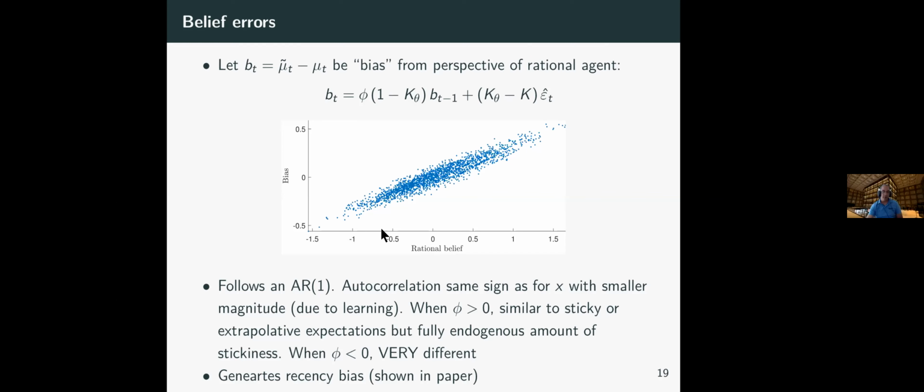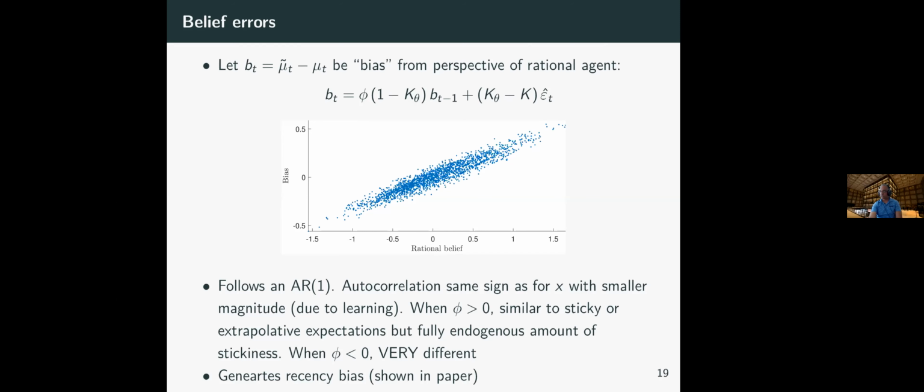Okay, and I show in the paper, not here, that this generates recency bias in the sense that, in this AR1 setting, I can rewrite beliefs as a linear filter of all past observations and solve what are those linear filtering coefficients relative to the rational coefficients, and you're going to see an exaggeration. You're going to see recency bias. So the coefficients on recent y's are going to be too large compared to rational. The coefficients on y's far in the past are going to be too small relative to rational.